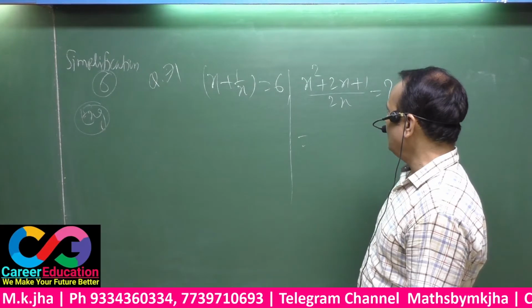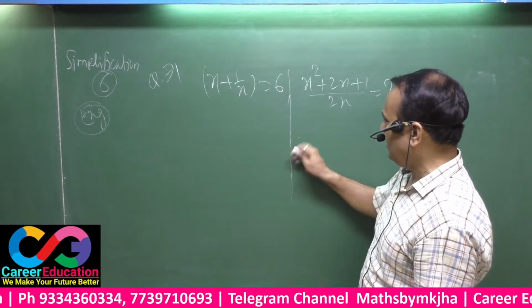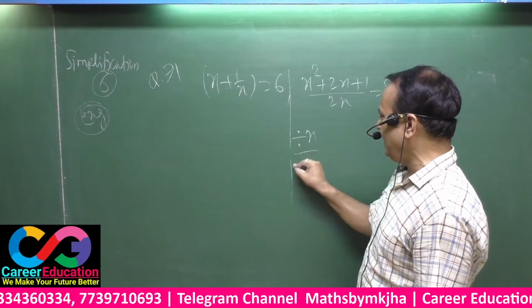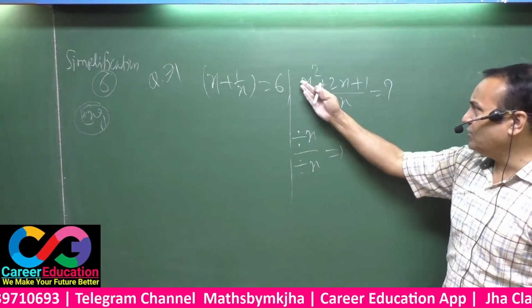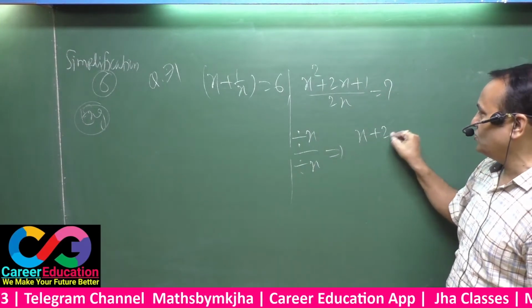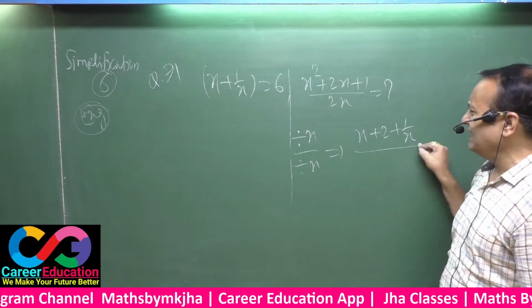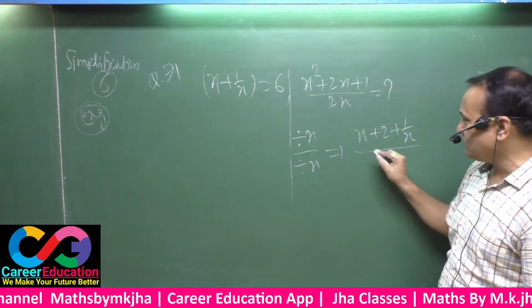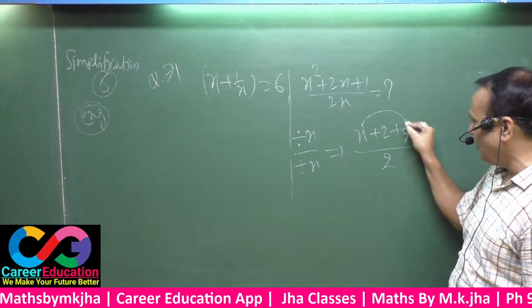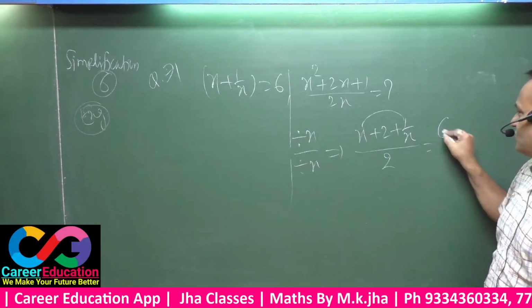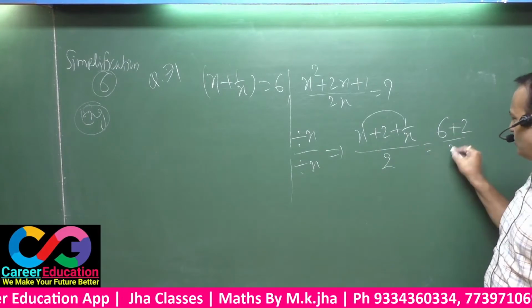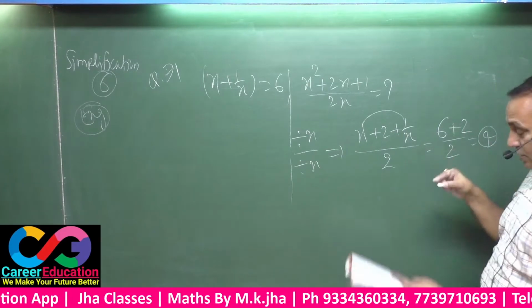x plus, you should divide the numerator by x and the denominator by x. See here, if you divide this by x, this is x, this is 2, this is 1 by x. And if you divide this by x, this is 2 only. Now, x plus 1 by x is 6 only. This is 2, this is 2. Your answer is only 4.